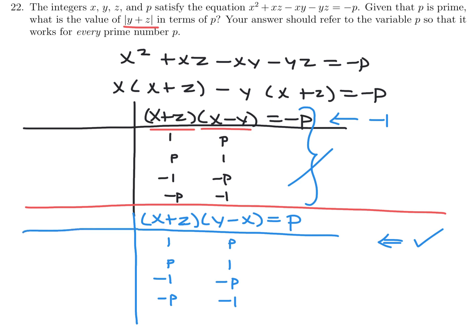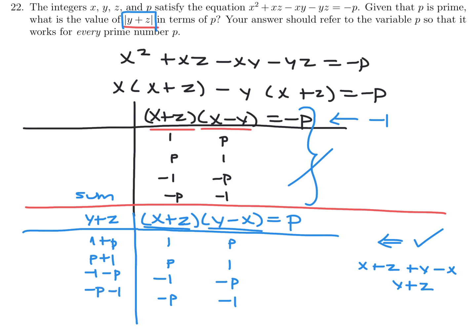Now, if you notice what they're asking us, they want to figure out this absolute value of y plus z. But one thing I notice is that if you take this and add them, right, if you take x plus z and add it to y minus x, you actually get y plus z. So if you take the sum, you get y plus z. And similarly, if you take this sum, it'll be 1 plus p, p plus 1, -1 minus p, -p minus 1. See, I'm doing the same thing.